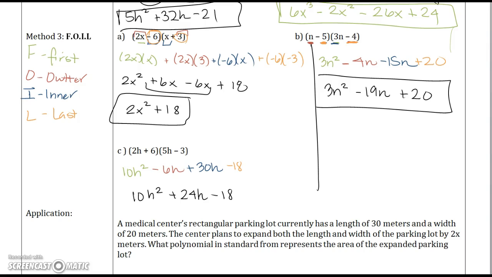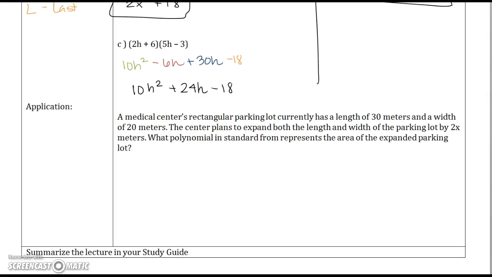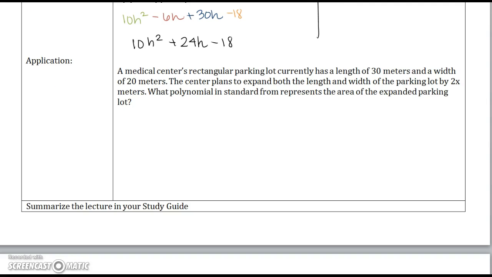Always. Okay, so the next part is an application problem. That's my way of saying word problem so that no one freaks out. A medical center's rectangular parking lot has a length of 30 meters and a width of 20 meters. So it's 20 by 30. The center plans to expand both the length and the width of the parking lot by 2x meters. So we start there, and we're going to extend it by 2x. We're going to add 2x.